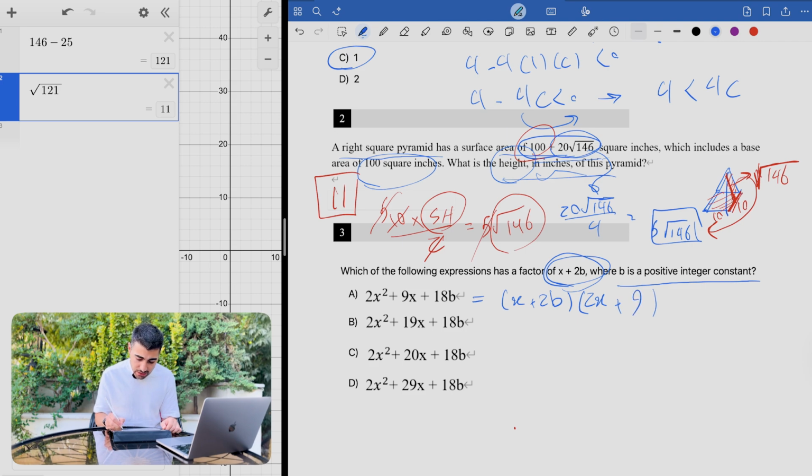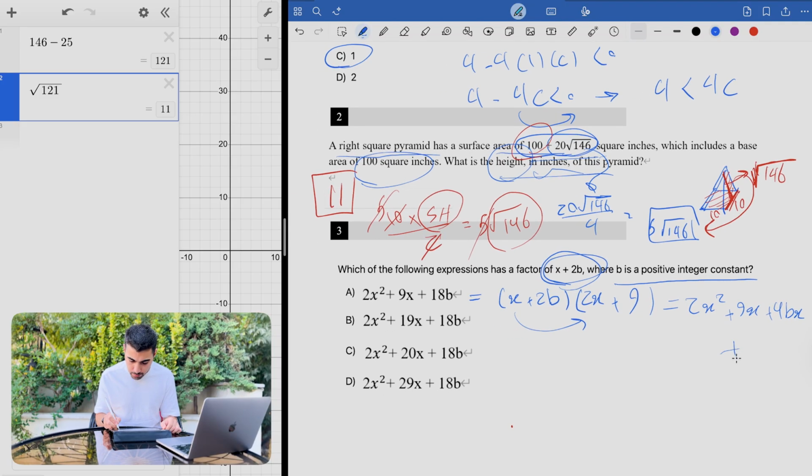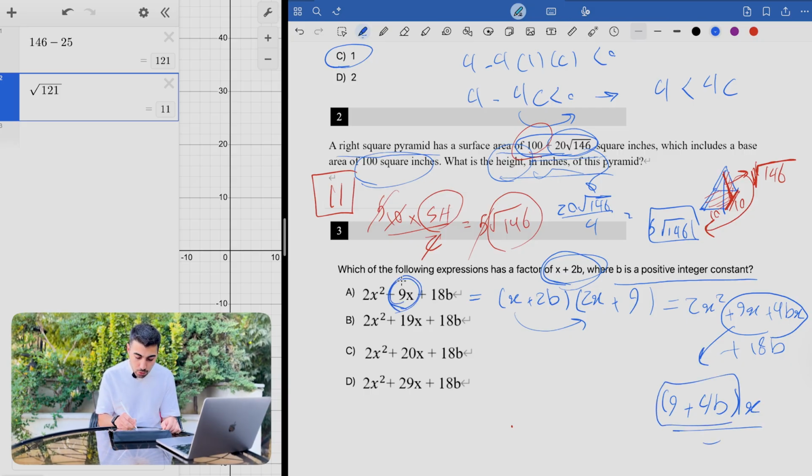So now we're going to distribute this and see what we get. It's going to give us 2x squared plus 9x plus 4bx plus 18b. Now this is exactly the same thing as here. The only difference is here. If we factor x's here, we're going to get 9 plus 4b, times x, which is the 9x part basically. So that means 9 plus 4b should be equal to 9, right?